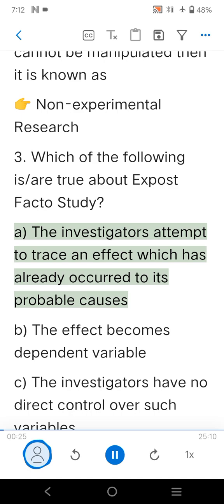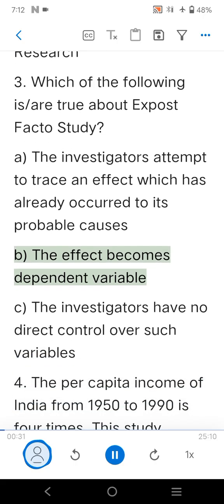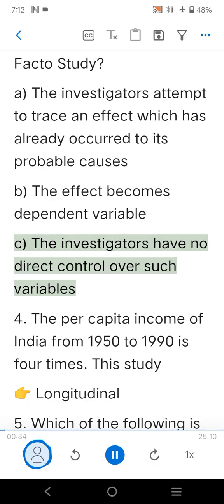3. Which of the following is true about ex post facto study? A. The investigators attempt to trace an effect which has already occurred to its probable causes. B. The effect becomes dependent variable. C. The investigators have no direct control over such variables.